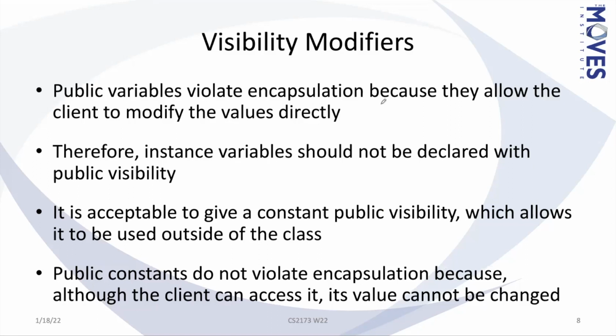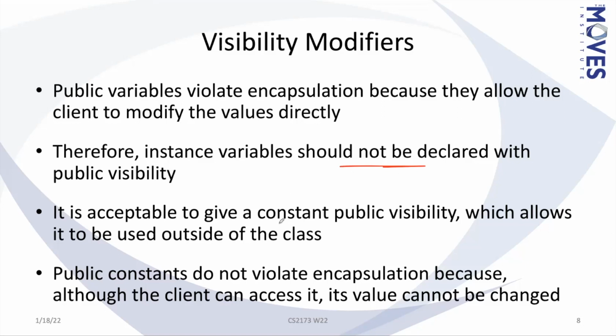So public instance variables violate encapsulation because they allow any other object to modify the values directly. Therefore, you should never, ever have public visibility in your instance variables. And if there's one mortal sin in object-oriented design, this is it. So if for whatever reason, just by mistake or fat fingering, I see a public instance variable, that's sort of an instant dinging.